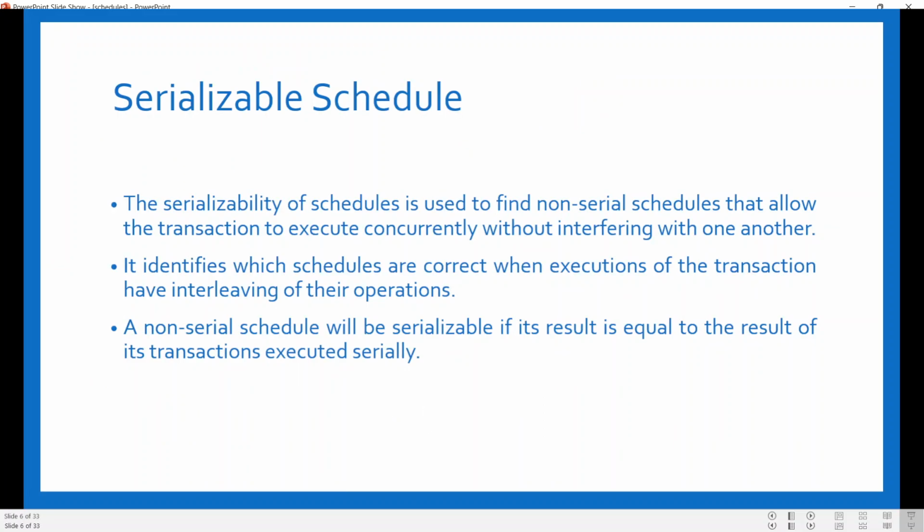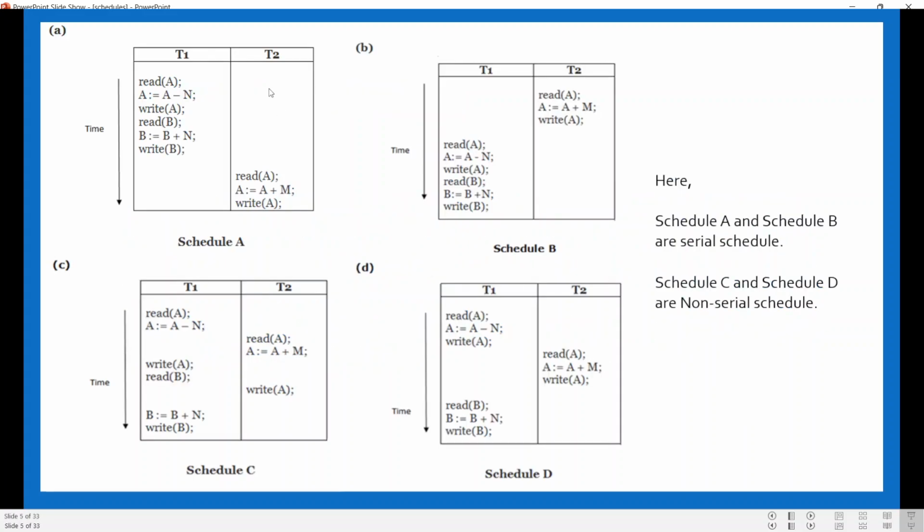Now, what is meant by a serializable schedule? We have already seen what a serial schedule is. Once all the operations in T1 are executed, only then will T2 start, or all the operations in T2 are performed first and then T1 will start. There won't be any interleaving operations.